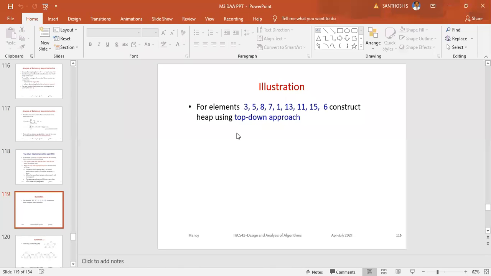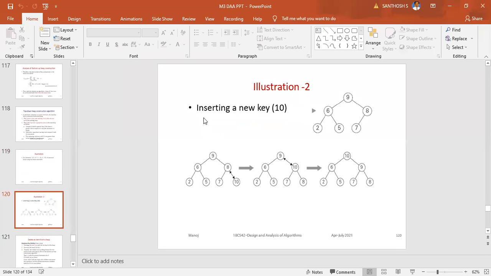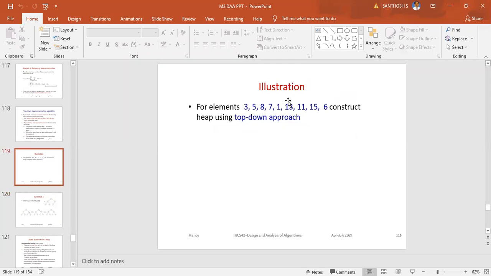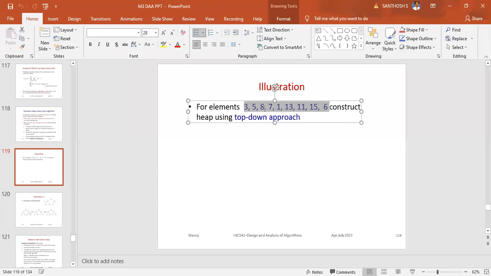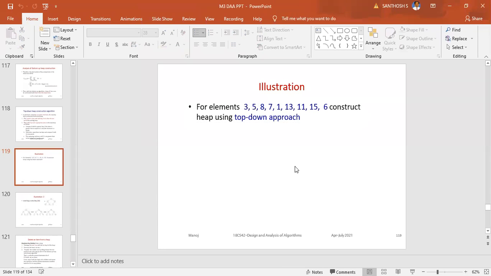So now you come for the illustration of this particular thing. This constructs the heap using the top-down approach. Okay, so this is the illustration. The elements are given here: 3, 5, 8, 7. So these are the elements.